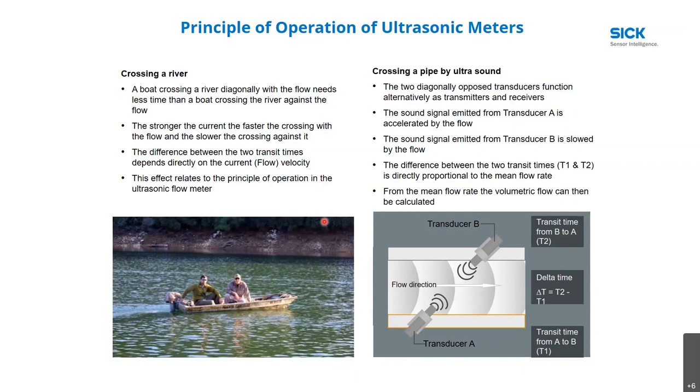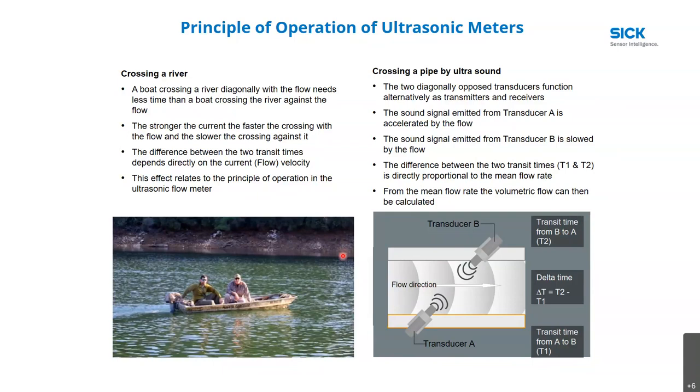difference in the time. But if the river is flowing, then when they're going downstream with the current of the river, they can actually get there faster than they can going upstream against the current of the river. And so there's a difference in time between going downstream and upstream. We can relate that analogy to what we're seeing inside the ultrasonic meter.